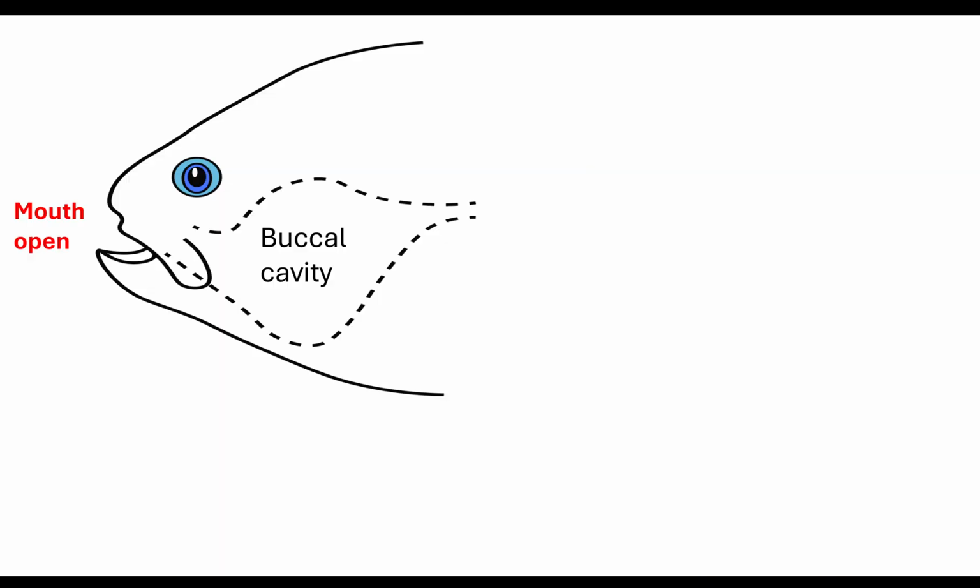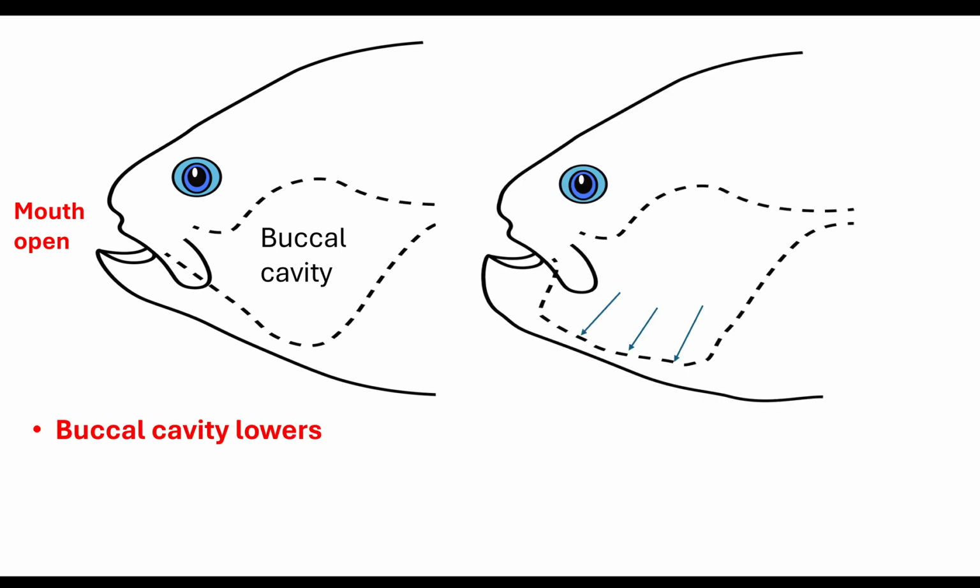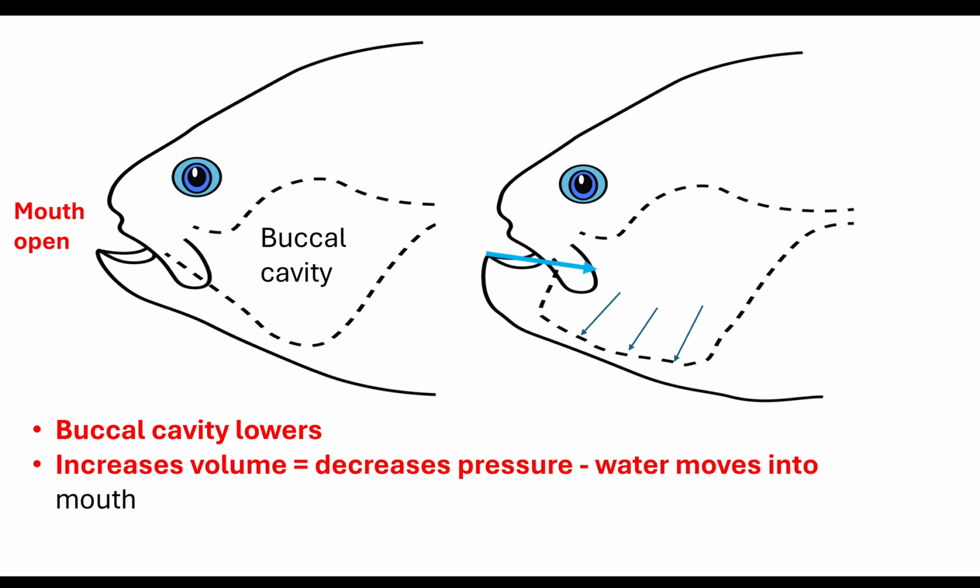So what needs to happen is when the mouth opens, the fish will then lower what's called their buccal cavity. Now, by changing the size of their buccal cavity, they are increasing the volume. And when they increase the volume inside their buccal cavity, that is therefore going to decrease the pressure, and that will allow for water to move into their mouth. Now, if they are a cartilaginous fish, then they don't have the ability to do this, and therefore they do what's known as ram ventilation. So they basically ram the water into their mouths.